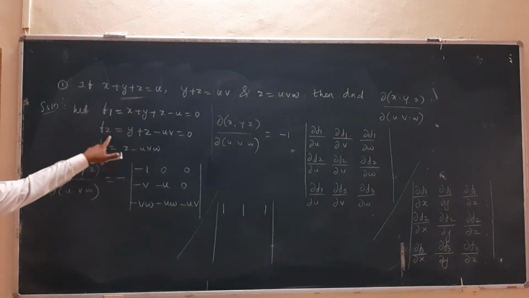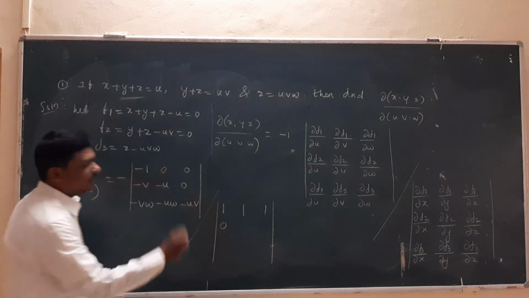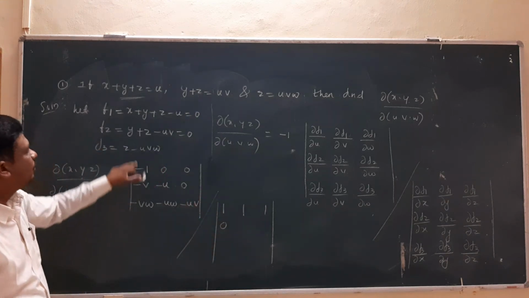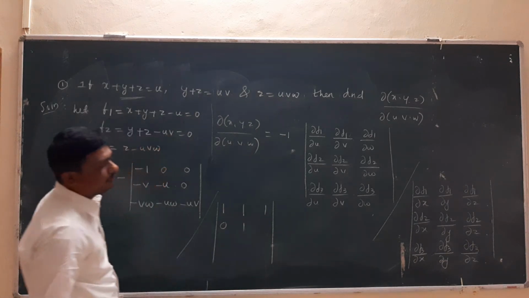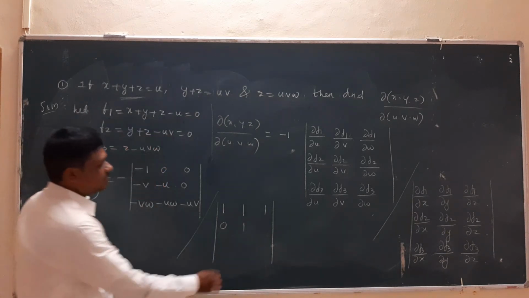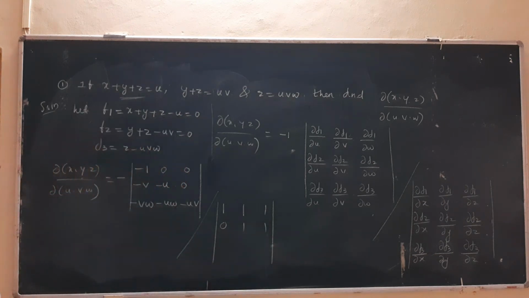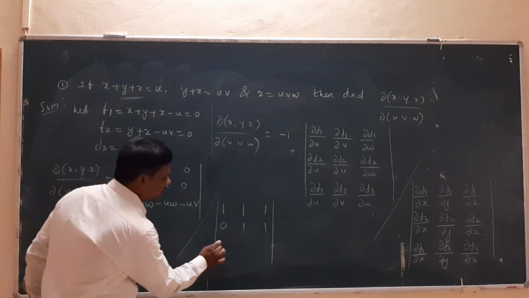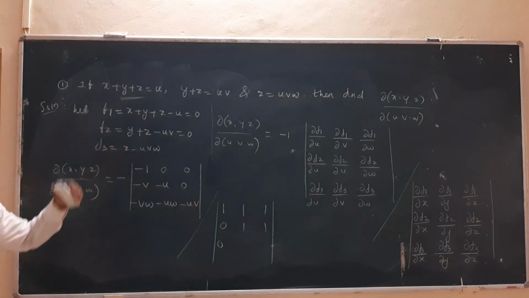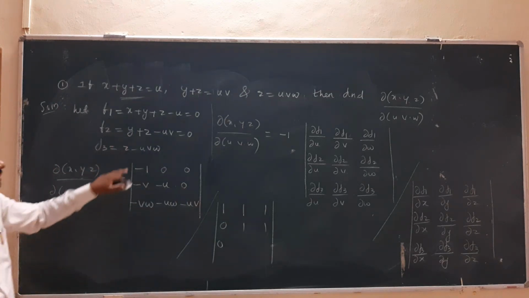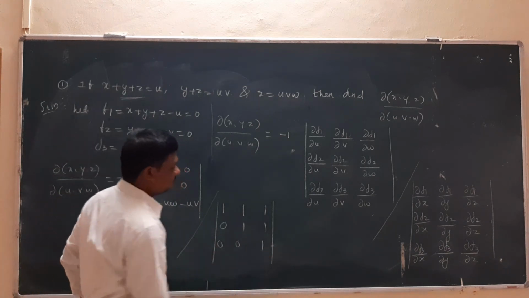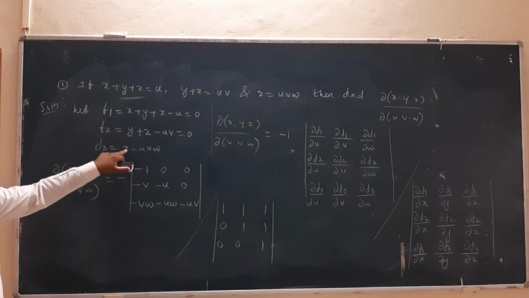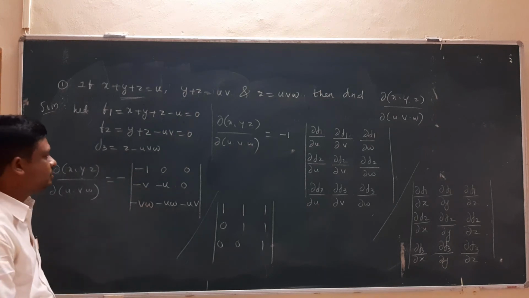F2 with respect to x, here no x term, so the derivative of this one is 0. F2 with respect to y, derivative of y is 1, z and u are 0. F2 with respect to z, so again this is 1. So the last one, F3 with respect to x, there is no x term in F3, therefore the derivative of that one is 0. F3 with respect to y is 0, and F3 with respect to z is 1. The derivative of F3, that is z with respect to z, is 1. So I will simplify this one.